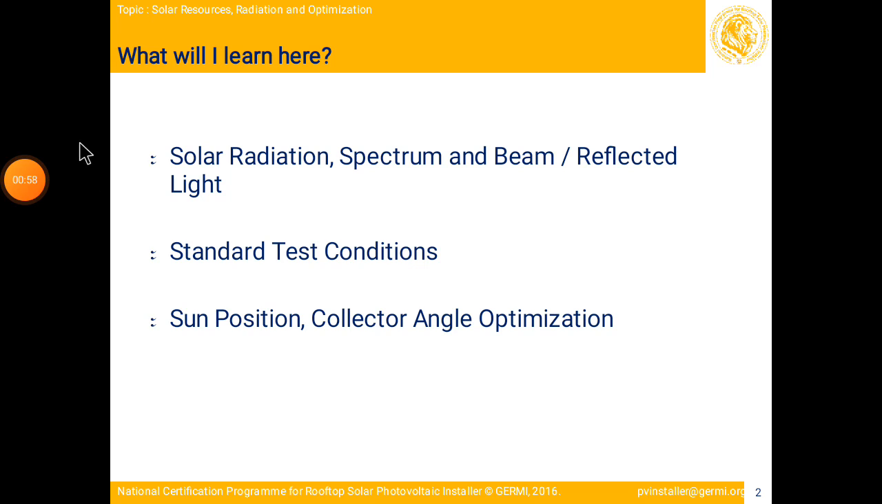The main things that you are going to learn through this presentation are solar radiation, then the spectrum beam from the sun and the reflected light from the sun. Then you will be aware of the standard test condition for the solar system, the sun position and the collector angle, and the optimization that can be done for the maximum output from the solar system. So let us see how it can be done.